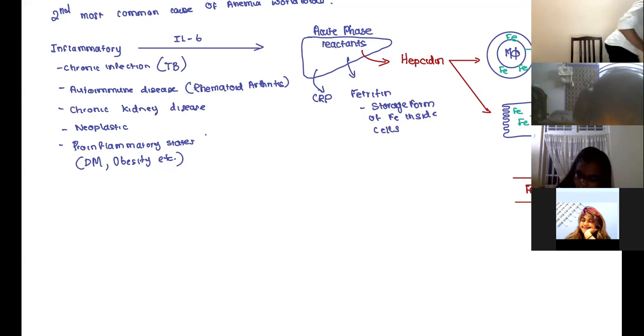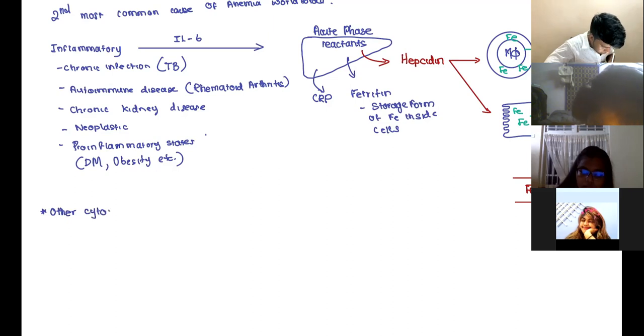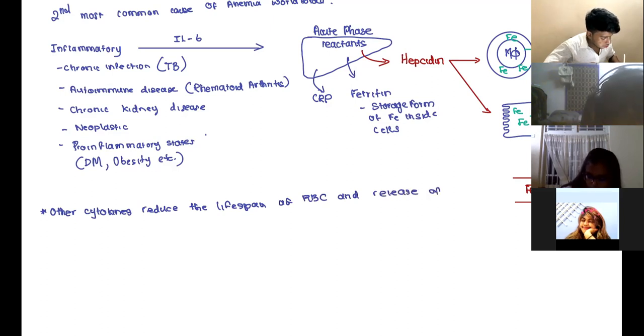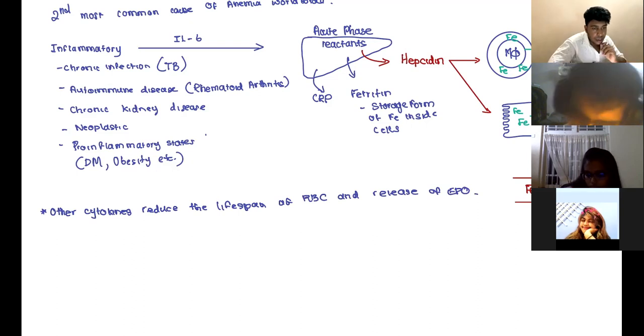Okay. Give me a second. Now, the other cytokines reduce the lifespan of red blood cells and release of EPO. Just write this. I will explain.